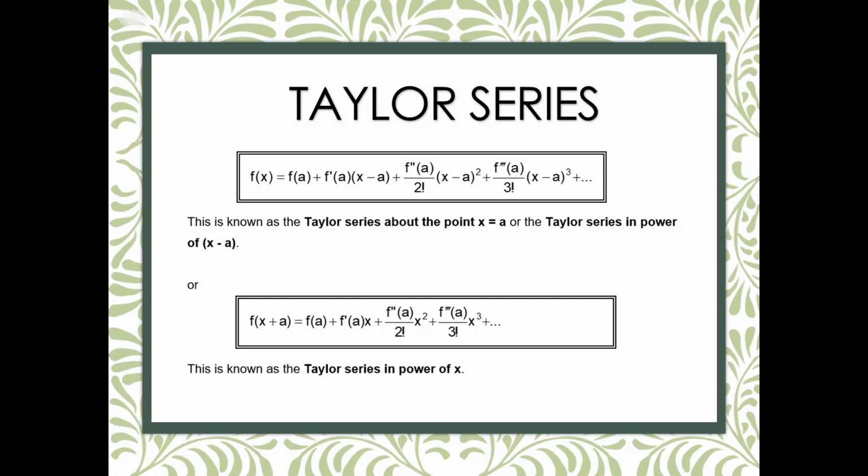The second formula is known as Taylor series in power of x, in which the function f(x plus a) is equal to f(a) plus f prime a multiplied with x plus f double prime a over 2 factorial multiplied with x squared plus so on.